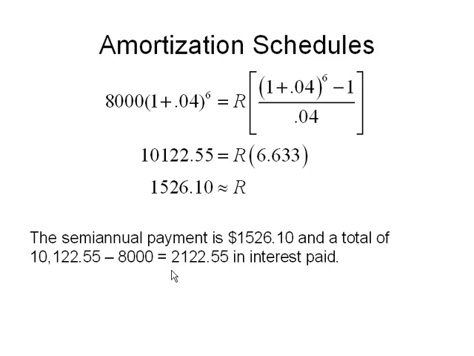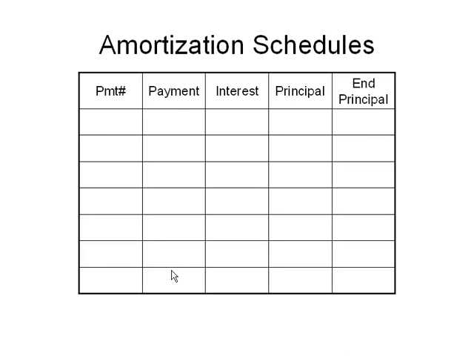And all this is going to be is a big table. In this table, we're going to have columns that correspond to the payment number, the payment amount, the interest that's in that payment, the principal that's in that payment, and then what the principal is at the end of that period. Remember we had 6 periods. So in that first column, I'm going to list the payments 0 through 6.